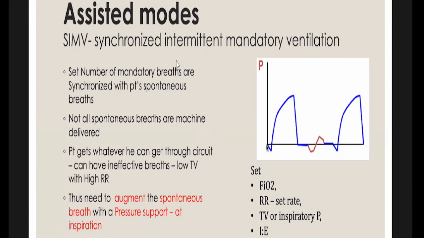Okay, and then we have these assisted modes, where the commonest mode is the SIMV mode, where you can see the patient triggers, and the patient's breath is given from the machine. This red one is the patient's own breath, which is being supported by a pressure support, and the patient takes his own spontaneous breath, a very small one, and then again the machine takes over and gives its own breath that is preset. Okay, so that is how the patient gets a set number of mandatory breaths, and when the patient wants to breathe spontaneously, we support with a pressure support, and then he breathes on his own.